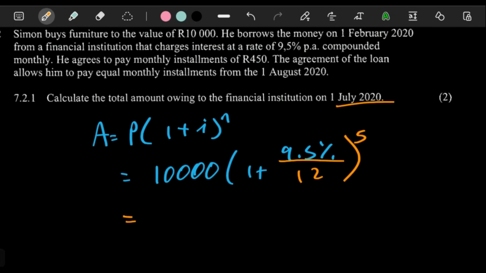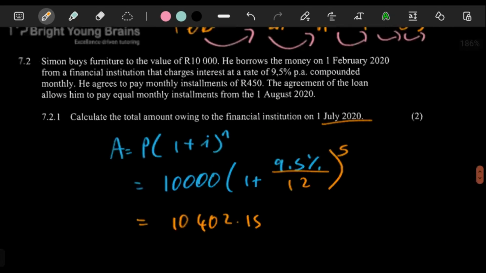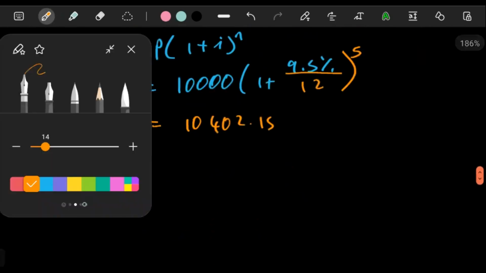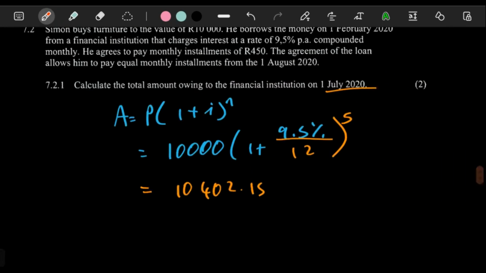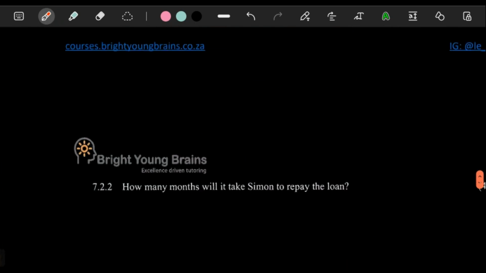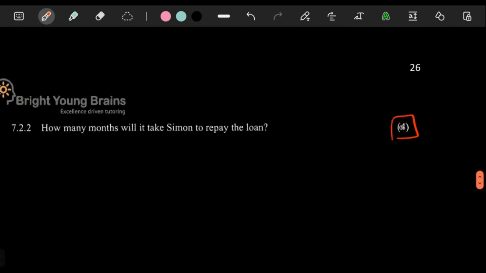So after that, let's see here what we're going to get in the calculator. Here we're getting 10,402.15, which is okay. So what that means is, this 10,000 rand figure is now obsolete. It has now basically expired, because the loan is now worth something else specific. So for the next questions we should use that amount to help us.